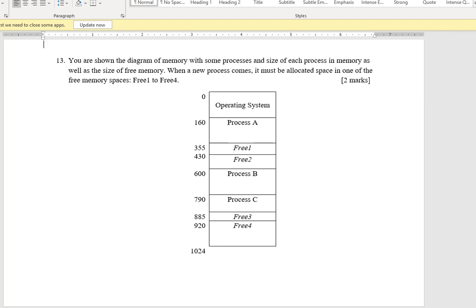When a new process comes, it must be allocated space in one of the free memory spaces. So you have free 1, free 2, free 3 and free 4 as the memory spaces. Okay, so that's the introduction to the question.